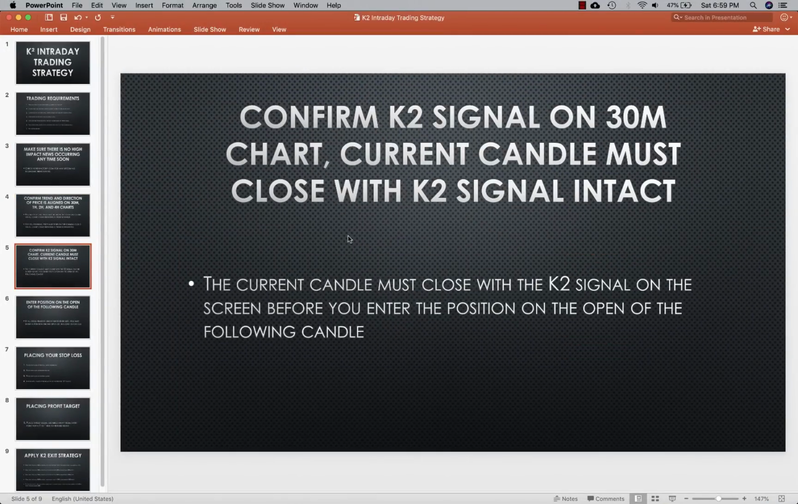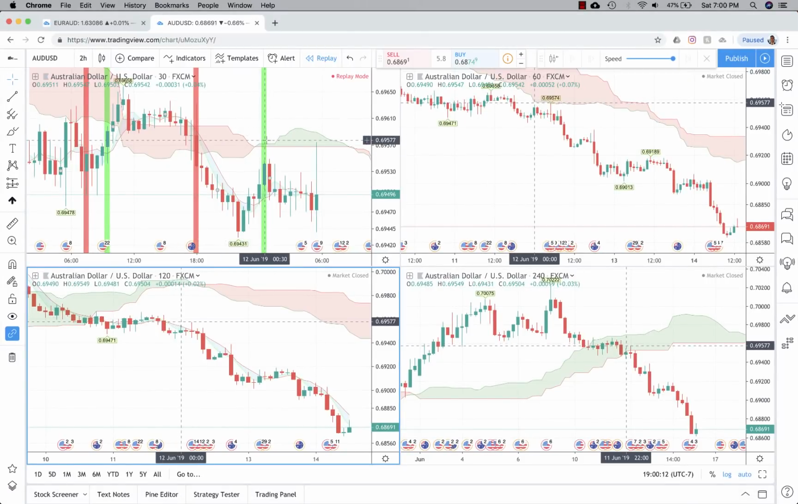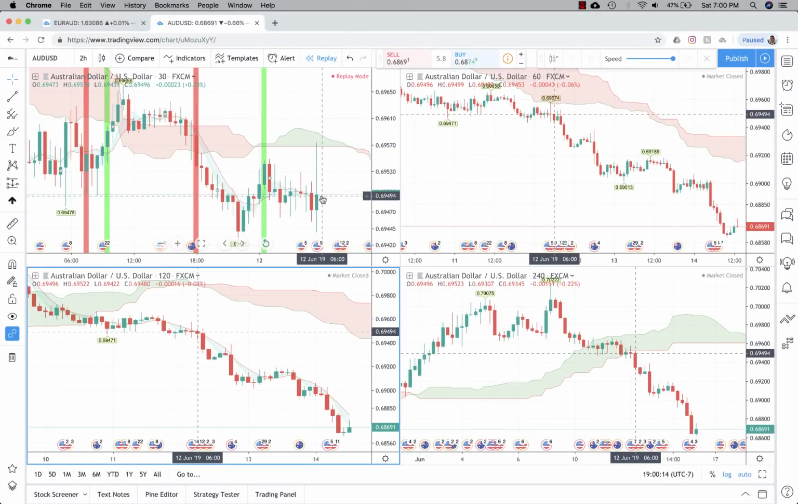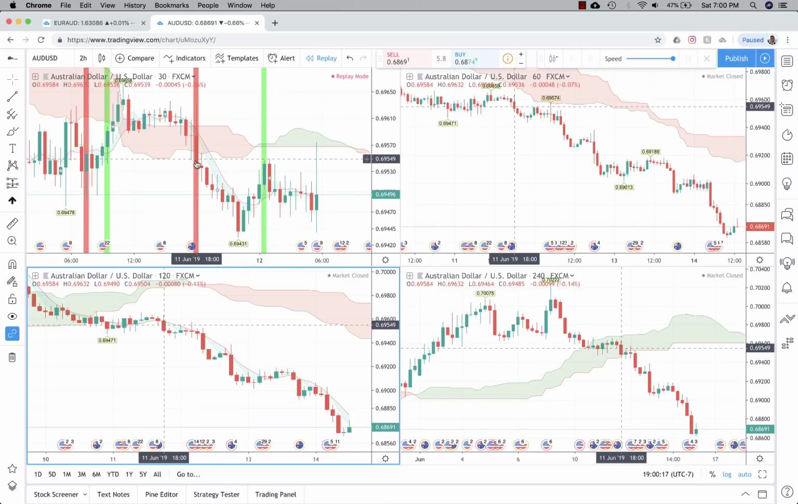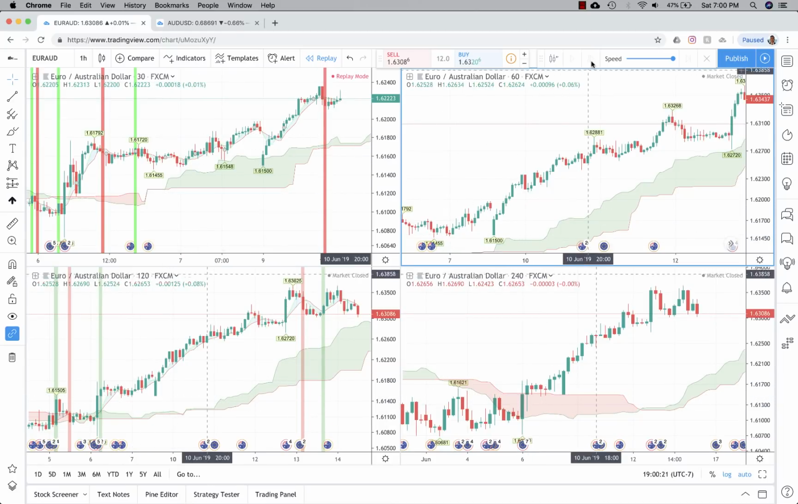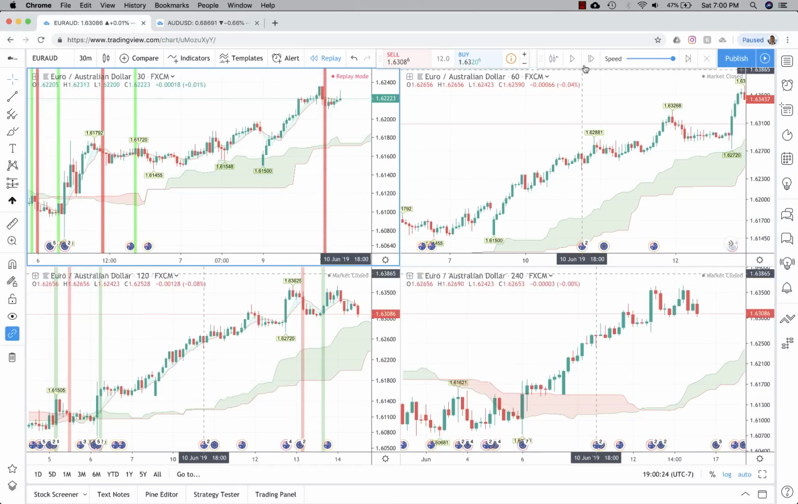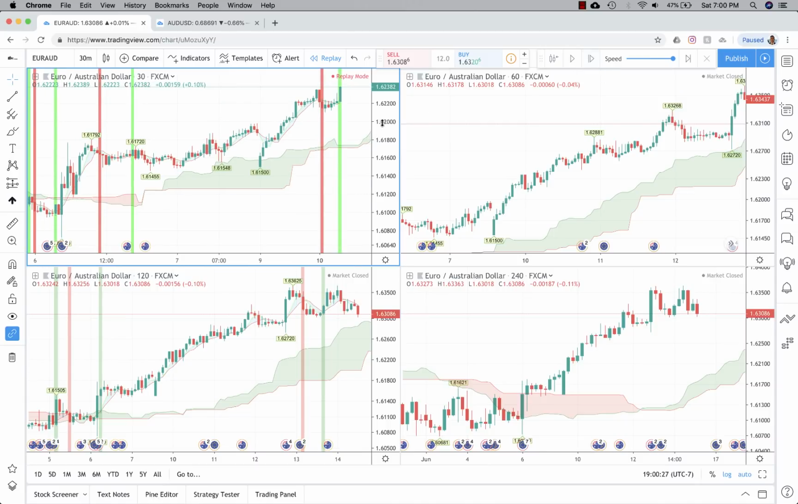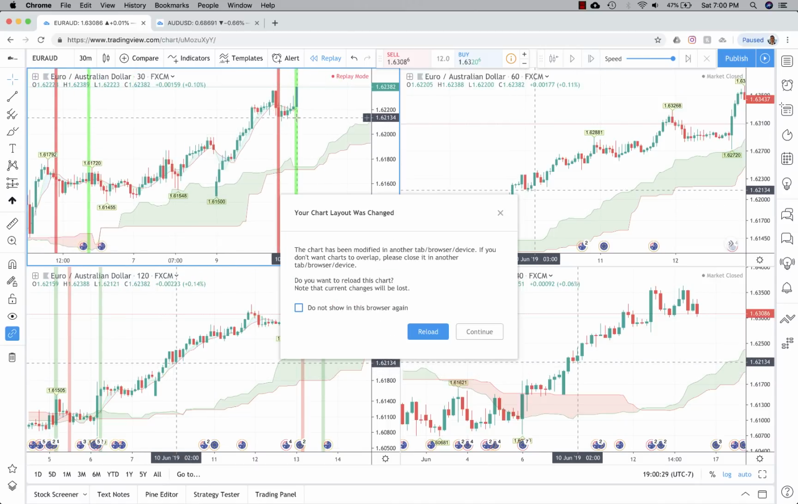So next, after you make sure that there's no news and the direction of the trend in price, you'll confirm a K2 signal on the 30-minute chart, and this signal must be intact when the candle closes, which means that this is the signal right here. So you'd have to wait for the next candle to close with the signal before you take the trade. So let me move forward on, let's do this one since I'm going to show you guys buys first. So if we were here, we move forward one, and you see how we got the K2 signal here.